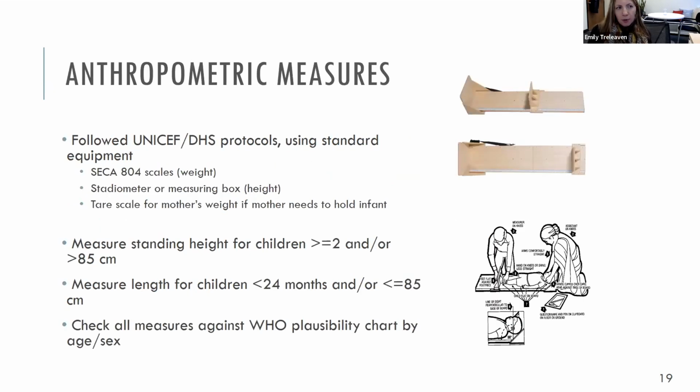So I'll talk a little bit more in depth about the anthropometric measures. As I noted, we followed the UNICEF and Demographic and Health Survey protocols for collecting height, weight, and mid-upper arm circumference data using their standard equipment. So UNICEF Kathmandu actually loaned us equipment. So we were able to use the standard SECA scales that are used in this type of data collection globally. As well as the measuring box, which is pictured here on the right.